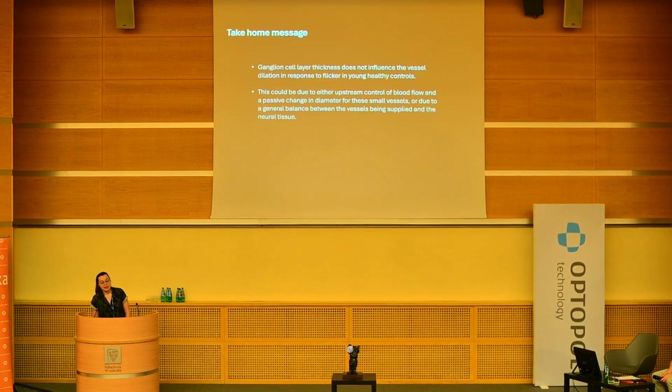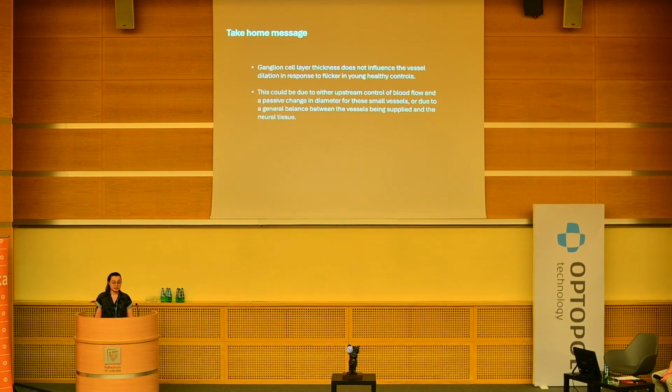But the main conclusion that I would like to stay with you after my presentation is that ganglion cell layer thickness does not influence the vessel dilation in response to flicker in young, healthy controls. This could be due to upstream control of blood flow and the passive change in diameter for these small vessels, or due to a general balance between the vessels being supplied and the neural tissue.